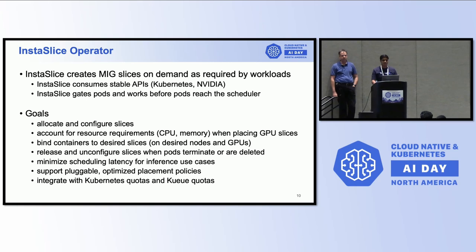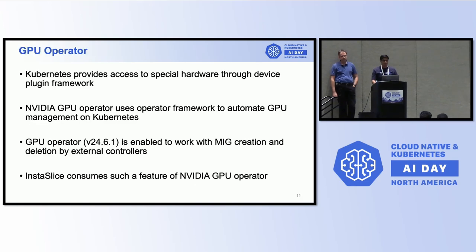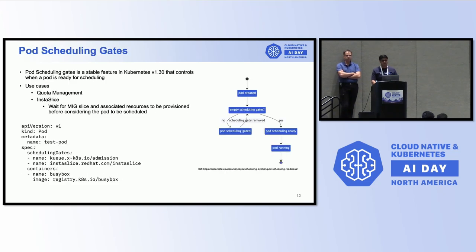Now let's try to understand the stack and the InstaSlice operator components. The GPU operator is the first component in the stack. It provides the ability to configure and enable vendor GPUs in the Kubernetes cluster. InstaSlice consumes version 24.6.1, which has the feature that enables slice management by external controllers.